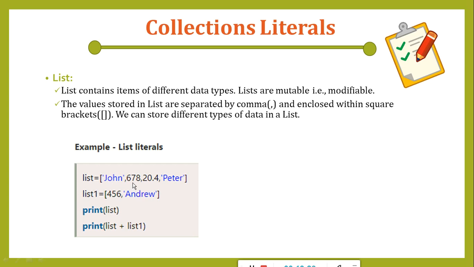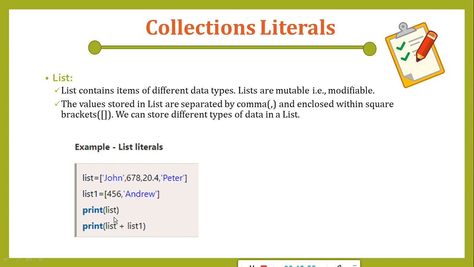We have 6, 7, 8, which are numeric literals, integers specifically. 20.4 is again a numeric literal, but floating point. And Peter is again a string, given in quotes. So two string literals are there, two string values, and we have the next as an integer and a floating point. Again, another list we have created, where 456 is one integer and Andrew is another string.